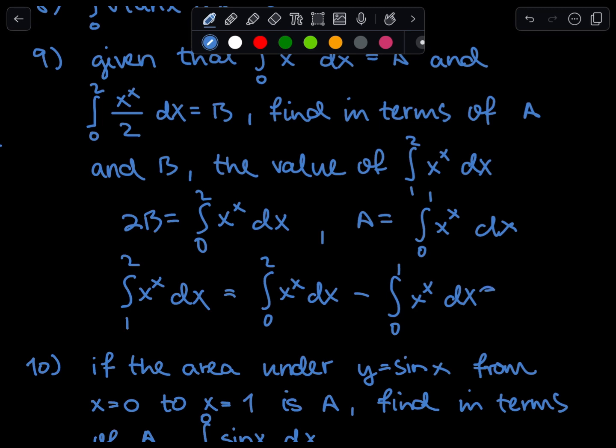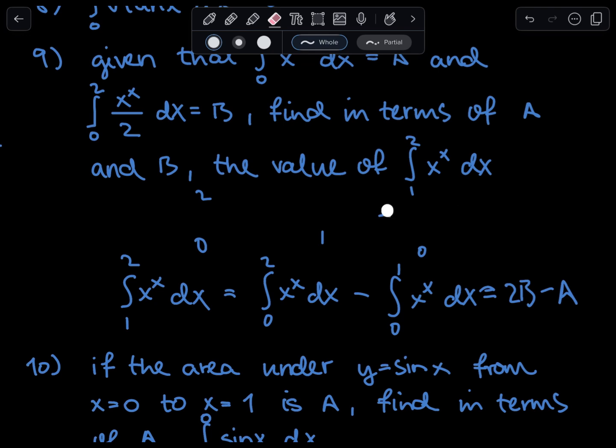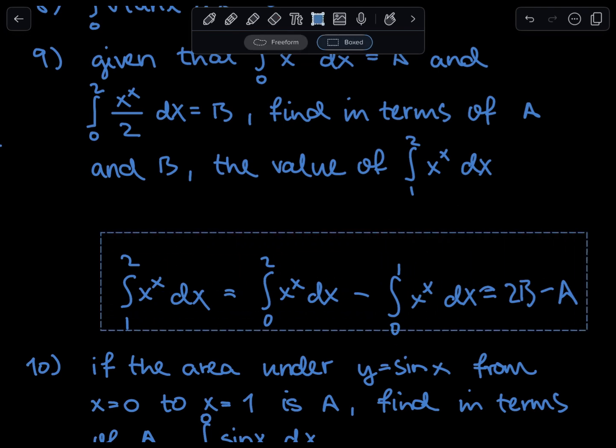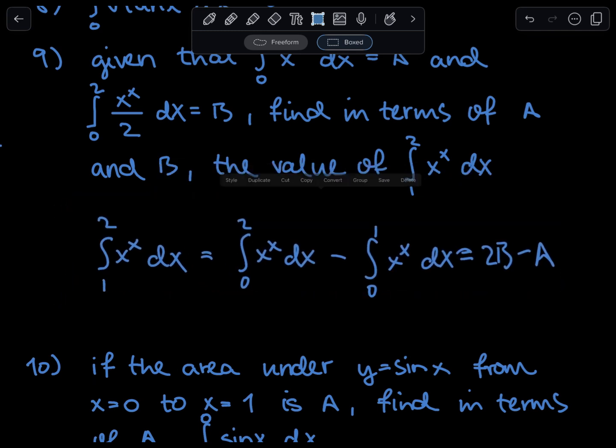And this first part right here, the integral from 0 to 2 of x to the power of x dx, is just 2b, as we found earlier. So we'll replace that. And then the integral from 0 to 1 of x to the power of x dx is just a. So we can copy that. And now I'll just make some space. And there we go. That's the final answer.